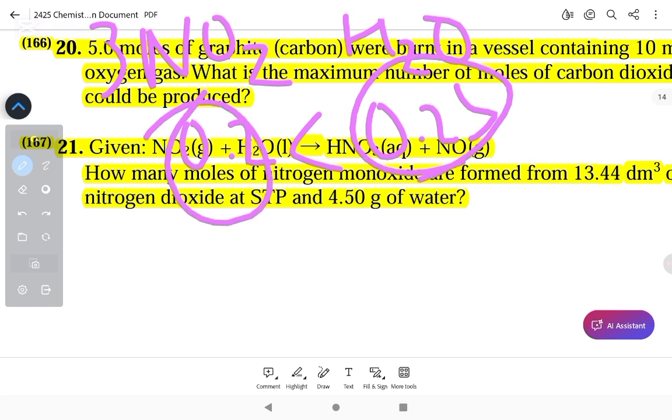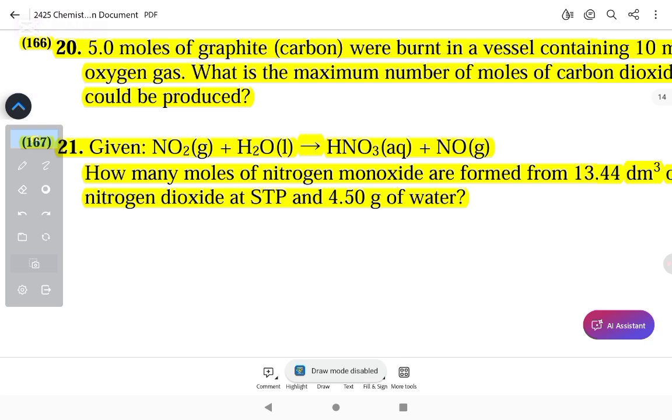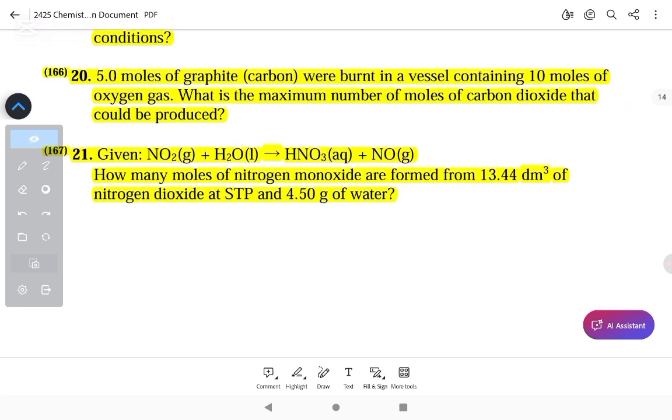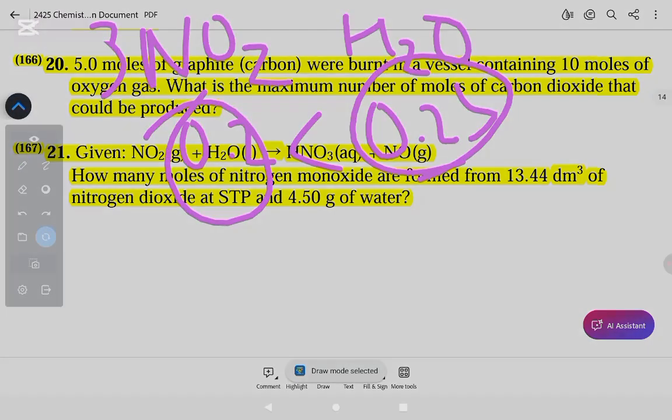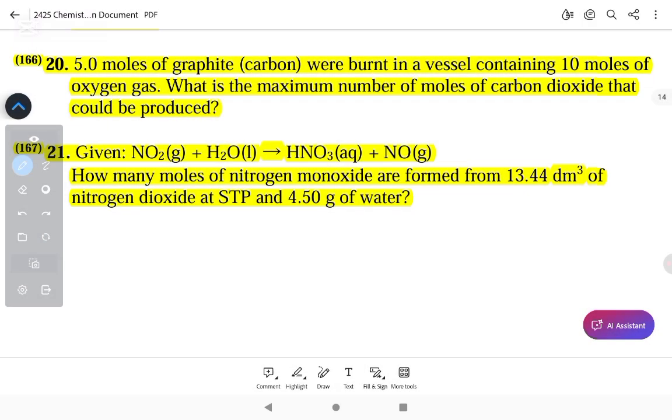Okay, we know that. Now that we know that, we can go to what they actually want. How many moles of nitrogen monoxide are formed from 13.44 decimeter cube of nitrogen dioxide? I did water before, that was my mistake. Nitrogen dioxide at STP and 4.5 gram of water. So this is nitrogen dioxide and this is nitrogen monoxide.